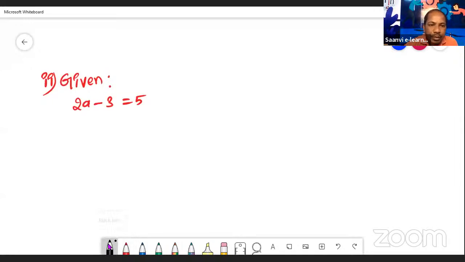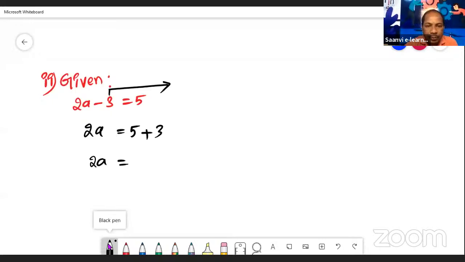see here. First of all, send minus 3 to this side. Okay, so keep 2a here only. When this minus 3 goes to this side, here 5 is there, 5 stays as it is. Minus 3 becomes plus 3. Okay, so 2a is equal to 5 plus 3. How much is it? 8.